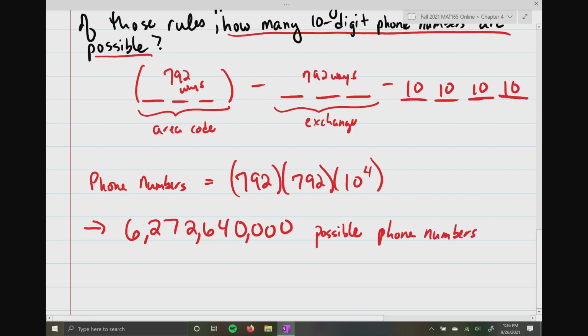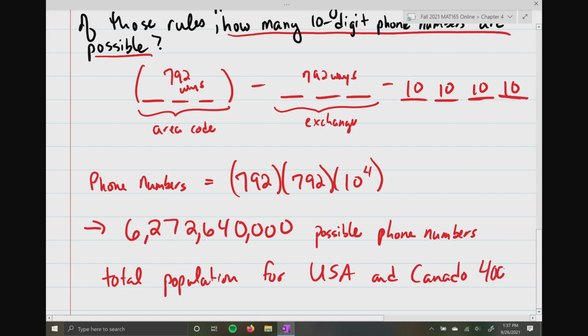Now, these rules that we were talking about apply to the United States and Canada, basically North America. And the total population for the United States of America and Canada is approximately 400 million people. So we are not going to run out of phone numbers anytime soon.